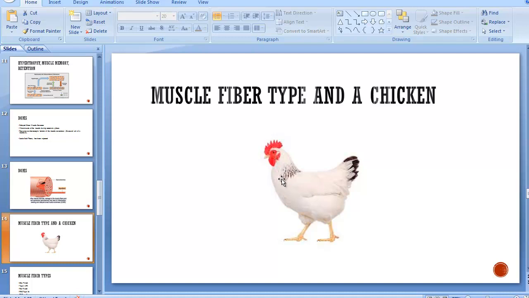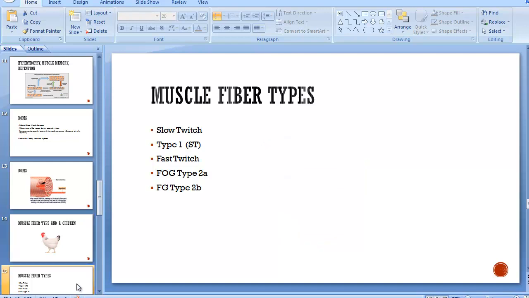Like if you look at a duck's breast, it's all dark meat. It needs to be fatigue resistant. Fast twitch muscle is explosive, just a means of escape for a chicken. They're not going to fly very far, and then they're going to try to run away because now they have fatigue resistance in their legs. But they can use their wings to evade predators.